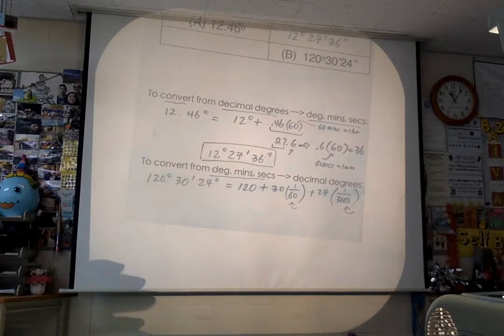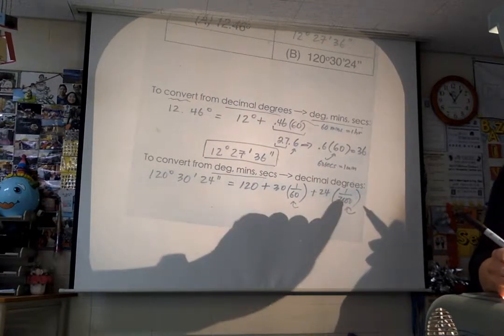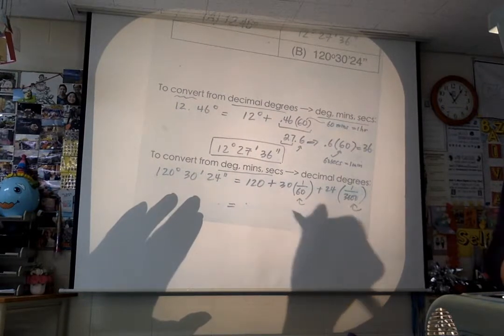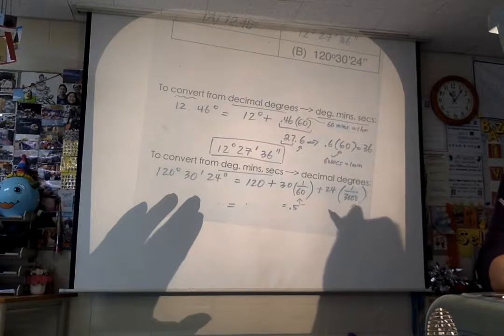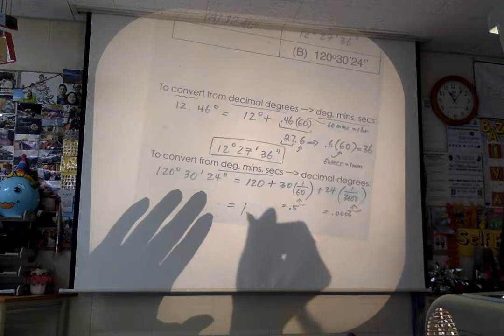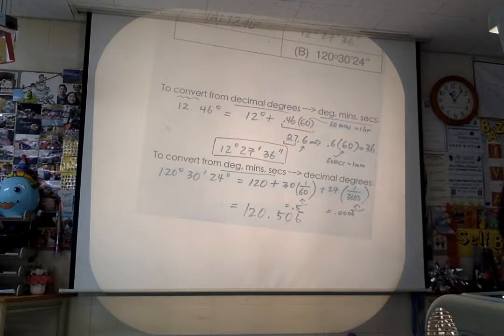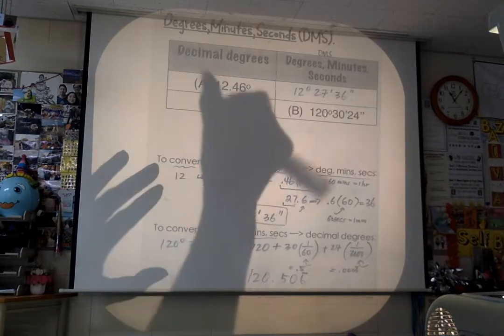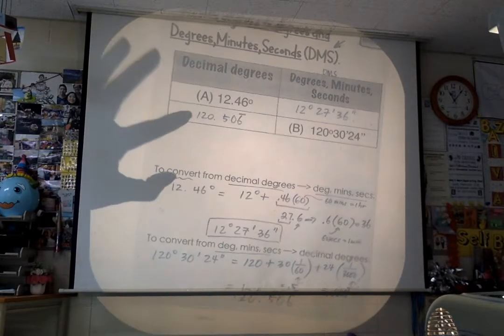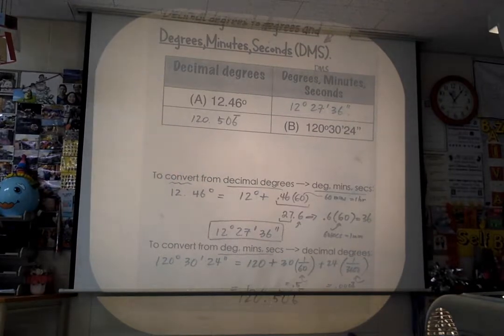Ask your buddy next to you if you are having trouble understanding this part, okay? All right, so it's going to be 1 over 60, because 60 minutes, right? And this is 60 seconds in 60 minutes, okay? So what do we get here? We get 0.5, and this calculates to 0.006 continuous, okay? So we get 120.506 repeating. And that's going to be our decimal degrees of 120 degrees, 30 minutes, and 24 seconds, okay?